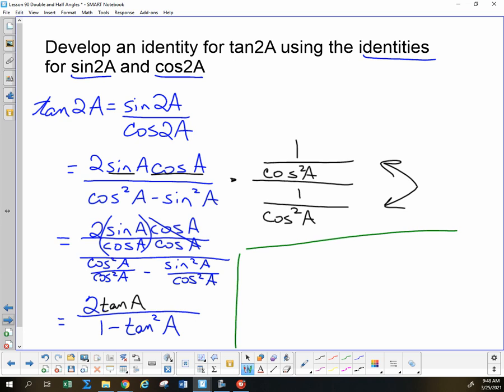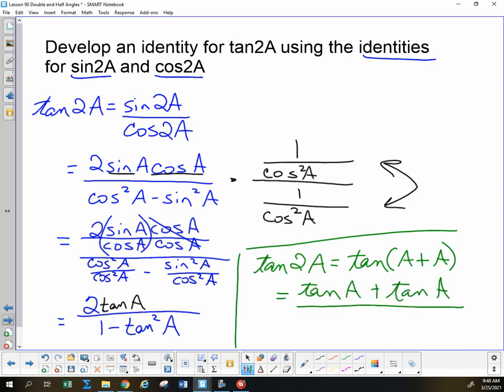Second way I could have proven that, if I did not have the specific direction saying use those identities for sine and cosine of 2a. If it was just totally my choice, I could have said tan 2a, and then the same strategy that I did with the sine and cosine identities for 2a, I could say that is the tangent of a plus a. And we have a formula for the tangent of a sum. It is the tangent of the first plus the tangent of the second, all over 1 minus the tangent of the first times the tangent of the second.